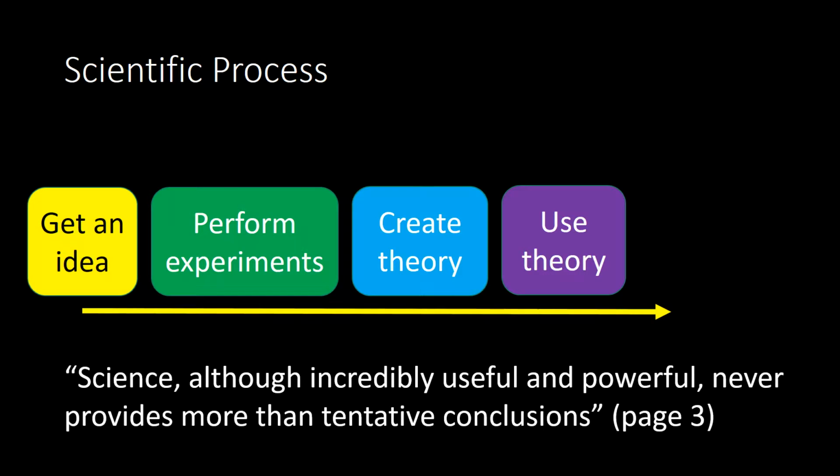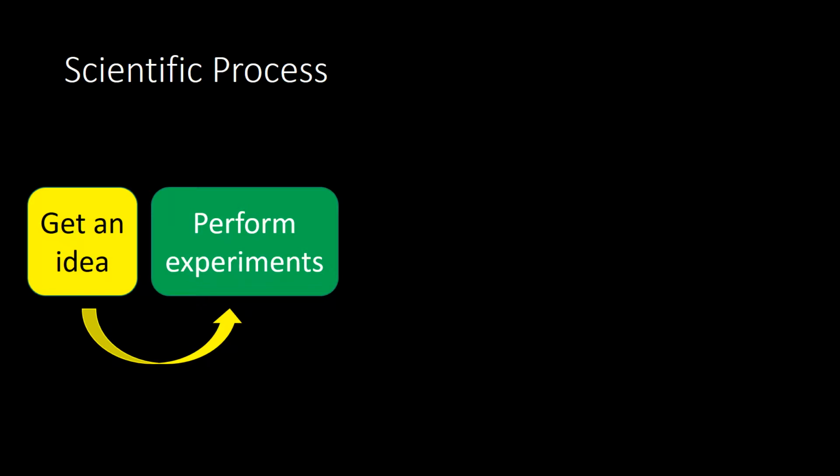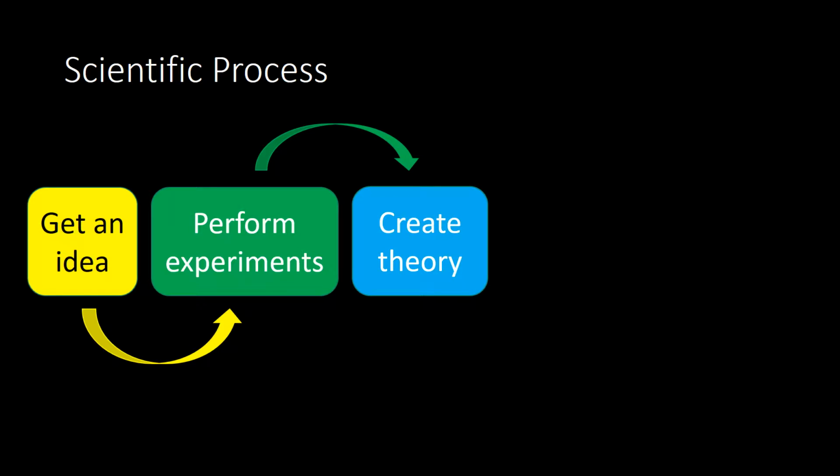Let's begin by reviewing the scientific process, which is incredibly useful and powerful. However, as we will see throughout this presentation, it never provides more than tentative conclusions. Science begins with an idea, maybe from an observation or a question. The scientist performs experiments to test his or her idea, and if the results of the experiments are consistent with the idea, a theory is created. If the results of the experiment don't match the idea, it will be revised or replaced.